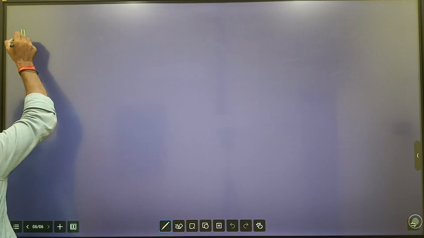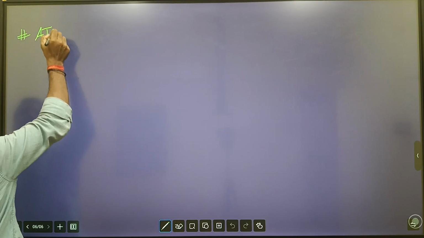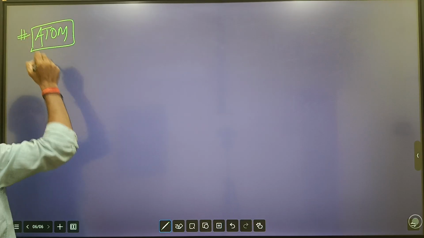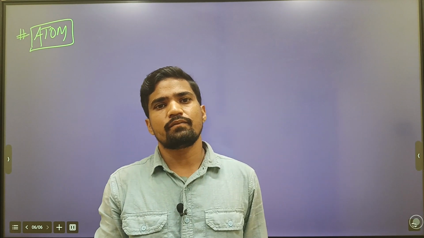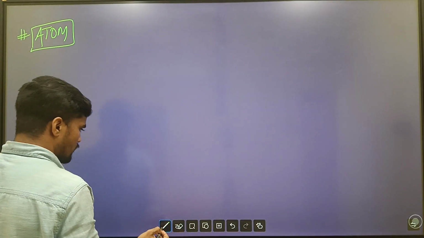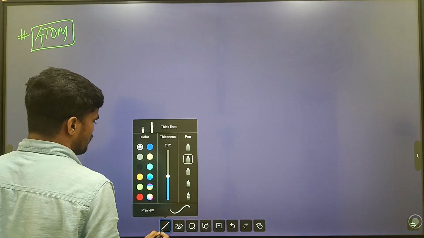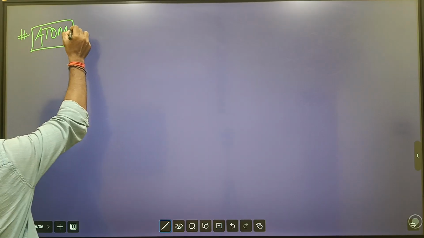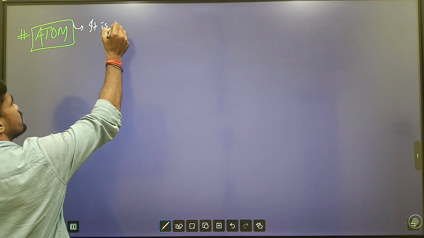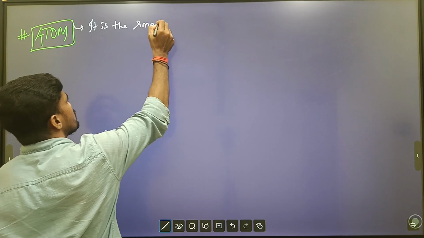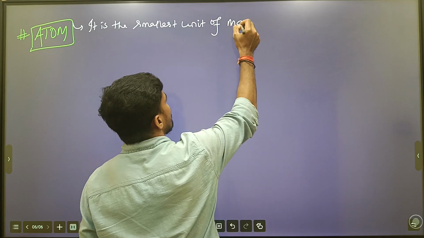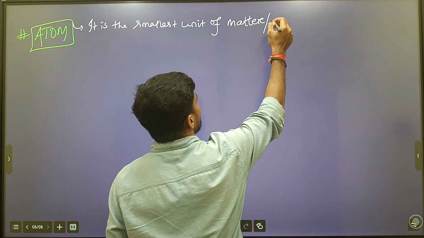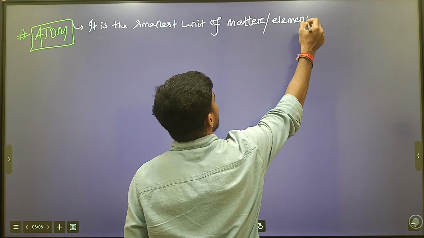So we will talk about atoms. We start from atom. So what is atom? We have already discussed matter. Matter is anything that has definite mass and volume and occupies space. So atom is the smallest unit or smallest part of matter or element.